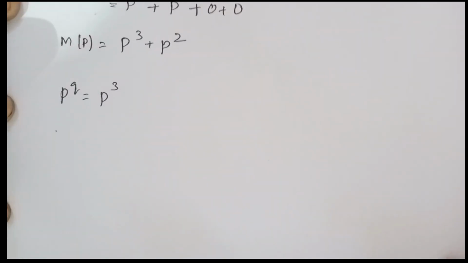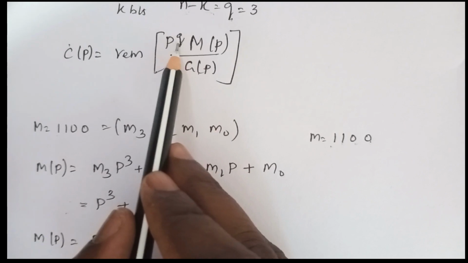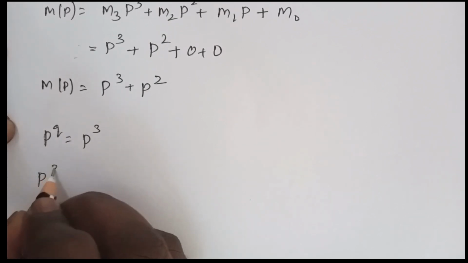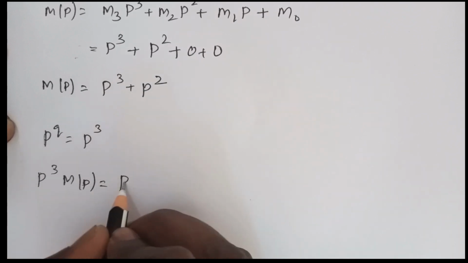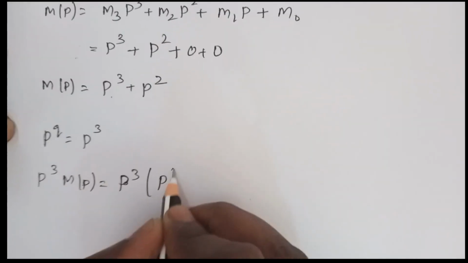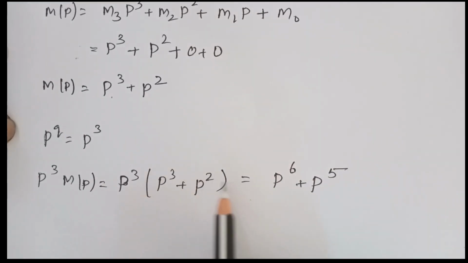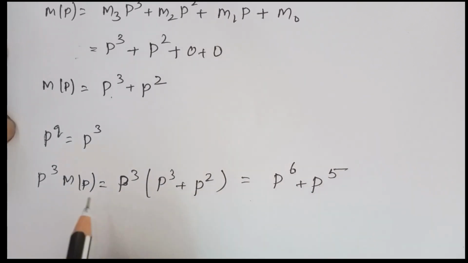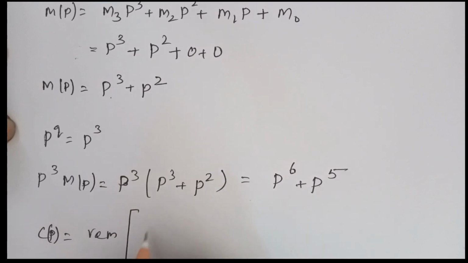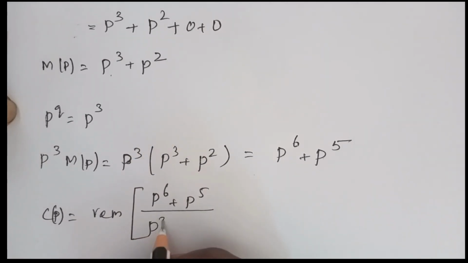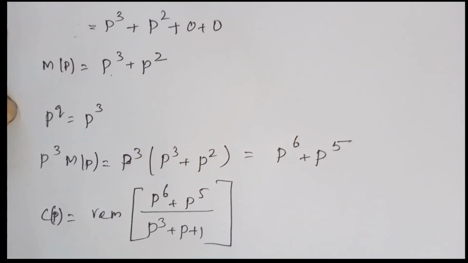The q value is 3, so p^3 into m(p), which is p^3 plus p^2, gives p^6 plus p^5. If it's power, you need to add: 3 plus 2 is 5. So p^3 times m(p) is p^6 plus p^5. So to find C(p), it is going to be the remainder of p^6 plus p^5 divided by g(p), which is given in the question as p^3 plus p plus 1.